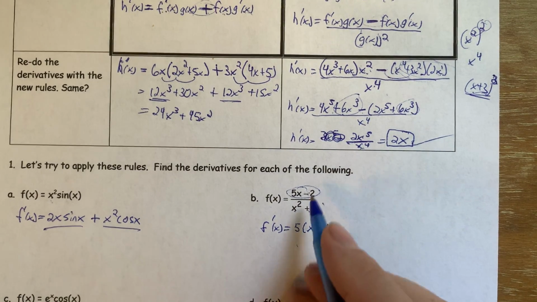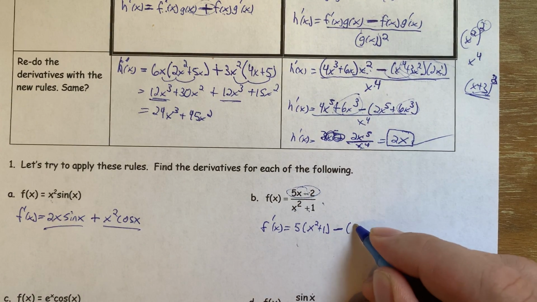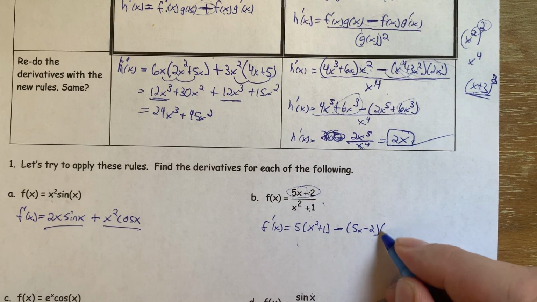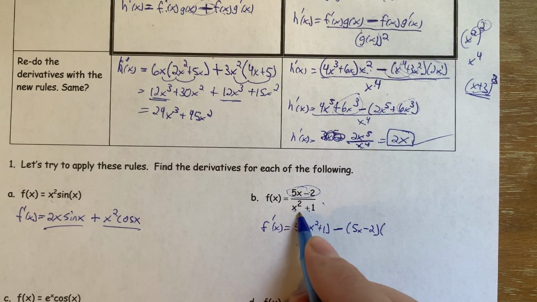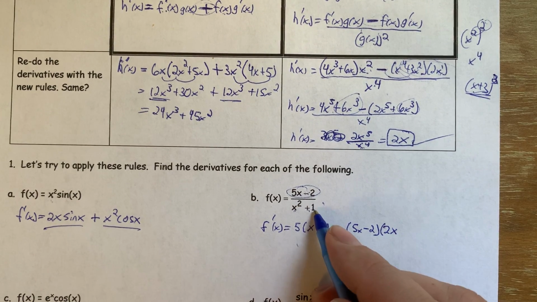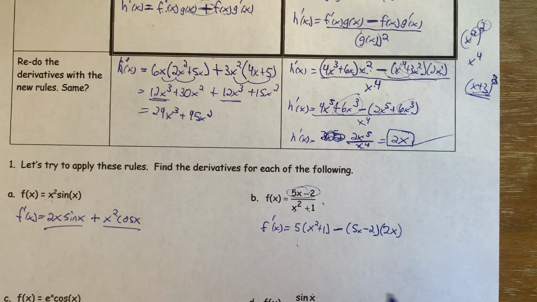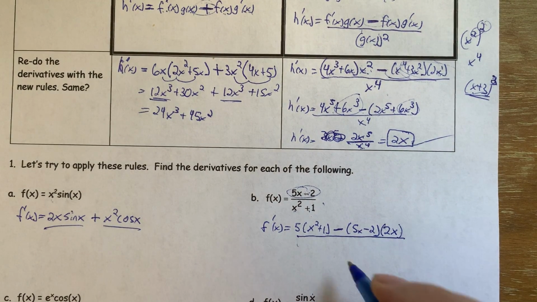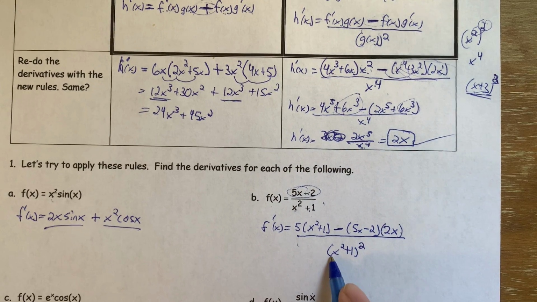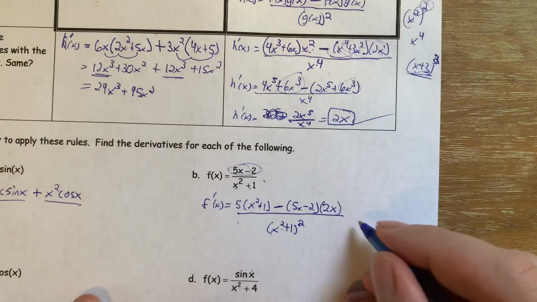minus, we leave the top one alone, so we need to put it in parentheses because it's a binomial, times the derivative of the bottom. This is a sum and difference, so the derivative of x squared is 2x, and the derivative of 1 is 0. All over the bottom squared. Now here this is a binomial, and so it's fine to leave it as x squared plus 1 squared. We are not going to simplify the bottom. We are going to simplify the top.